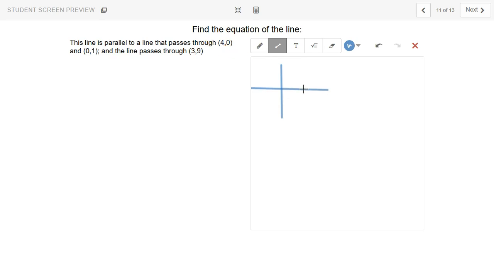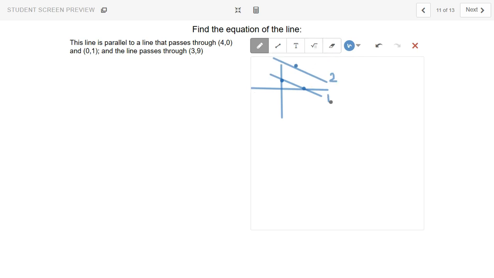So 4, 0 would be somewhere here. 0, 1 somewhere here. And we would have a line like this for our original one. The second line passes through 3, 9. So 3, 9, probably somewhere here, but we know that this line is going to be parallel to this one. Parallel means that it is going in the same direction.